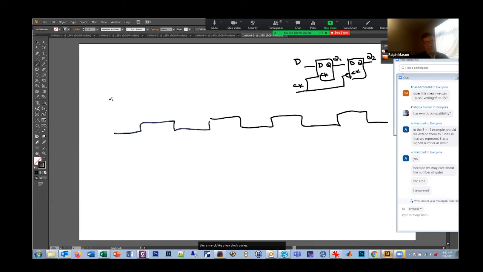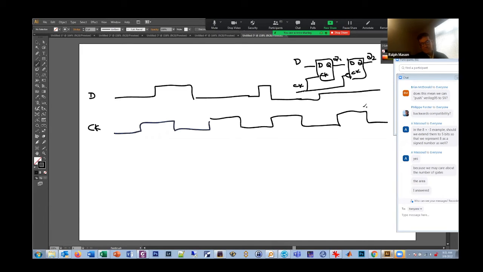Okay, and this is my D. I'm going to make, so this is CK. This is my D. I'm going to make D go. Okay, and then we're going to draw Q1. So how does Q1 work?